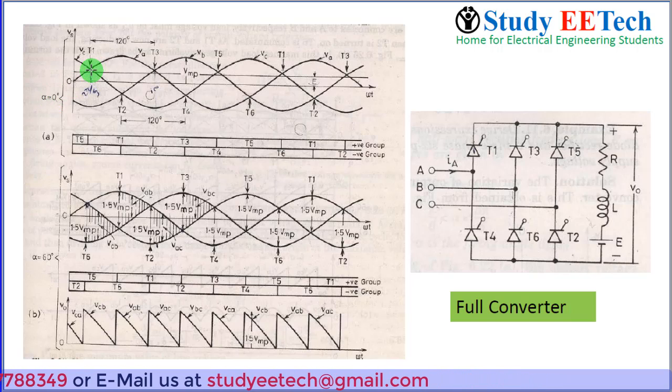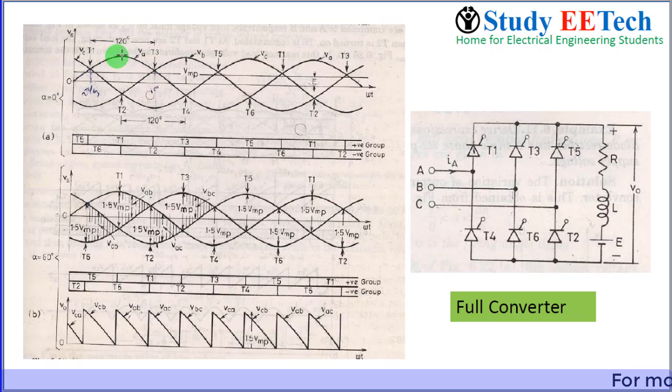T1 is forward biased here because right before this point this voltage was highest, which is nothing but phase C. Phase C means T5. So right after this point we can see this voltage is the highest voltage from this point to this point, which is phase A, and phase A upper element is T1. So T1 will be forward biased from this point to this point.